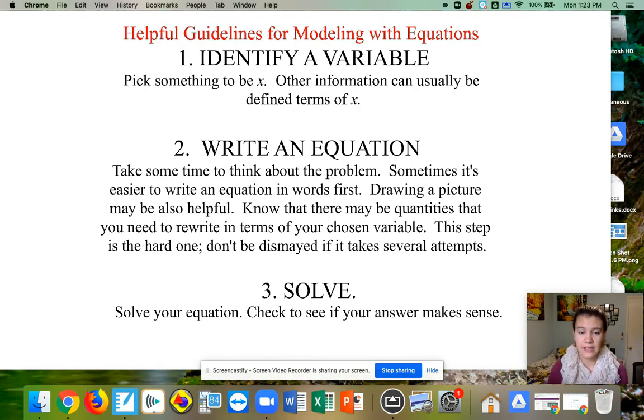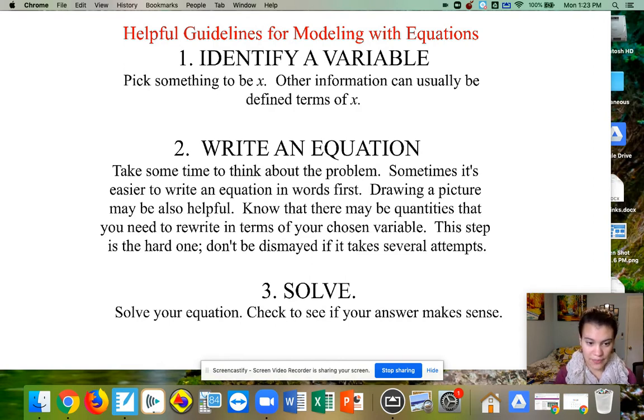The second one is write the equation. This is the hardest step. Sometimes you have to write it out in words first. Sometimes you need to draw a picture. But try something. Just try it and then see if it works. If it doesn't work, go back and try again. So figuring out the equation will be the hardest step.